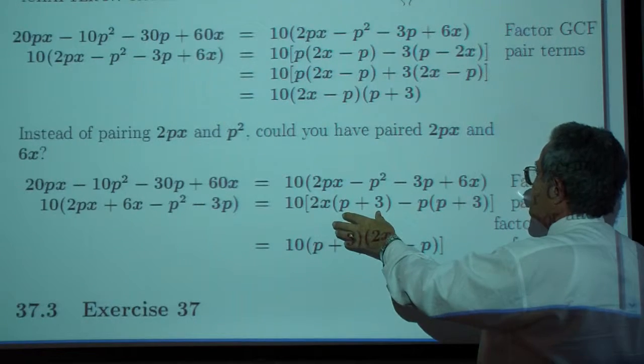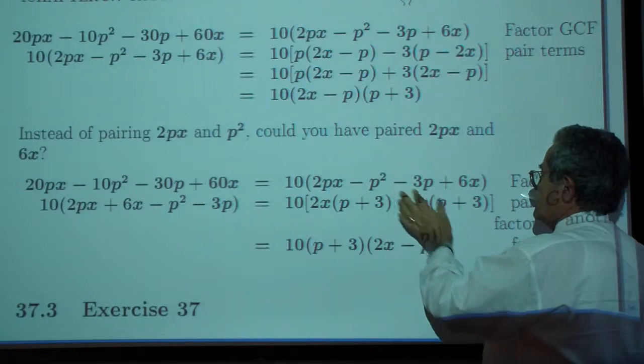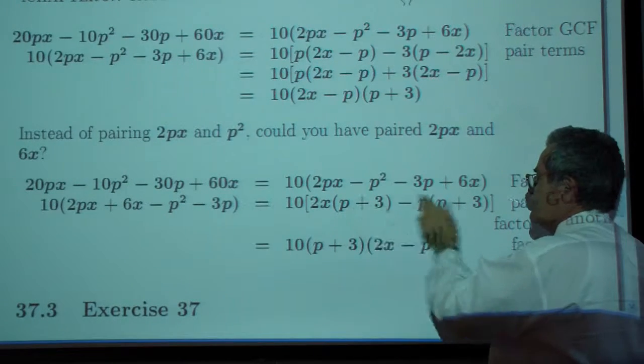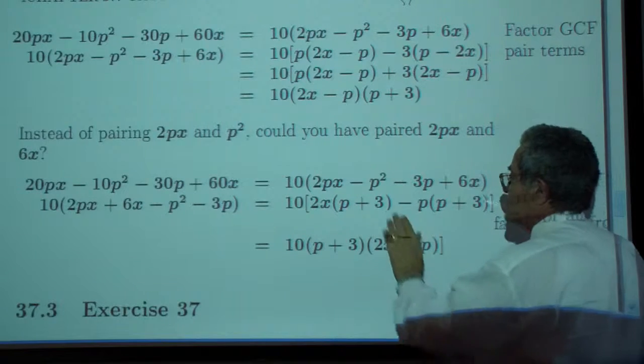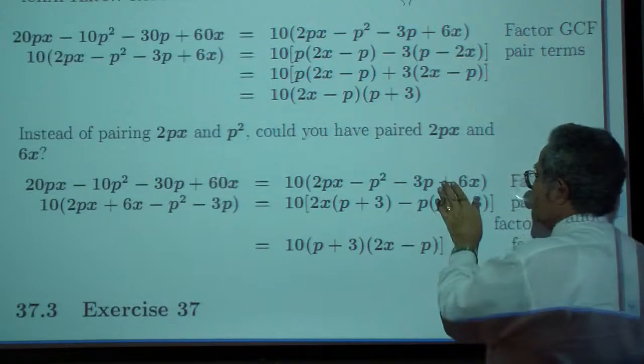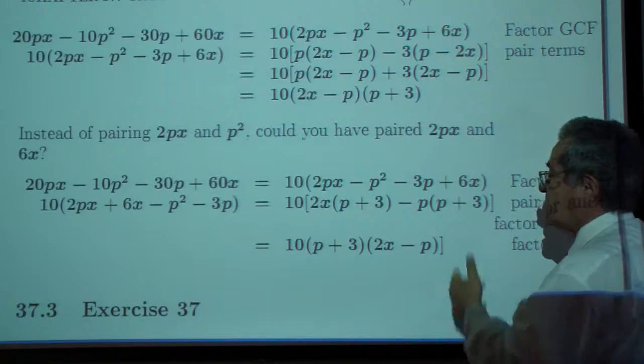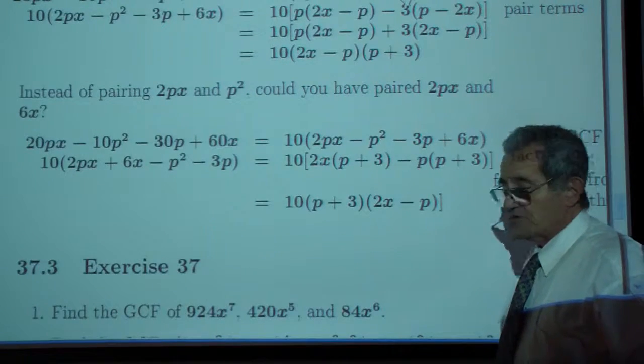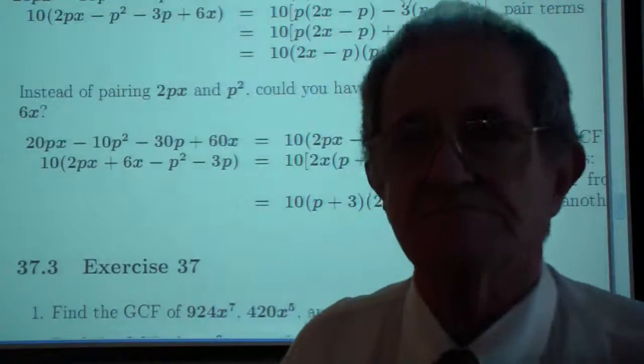And I'm left with p plus 3, and then the two middle terms, p squared minus 3p. p plus 3 is common, which I yank out. I am left with 2x minus p, 2x minus p. Is that the same result we had previously? Well, you go and check. It should be.